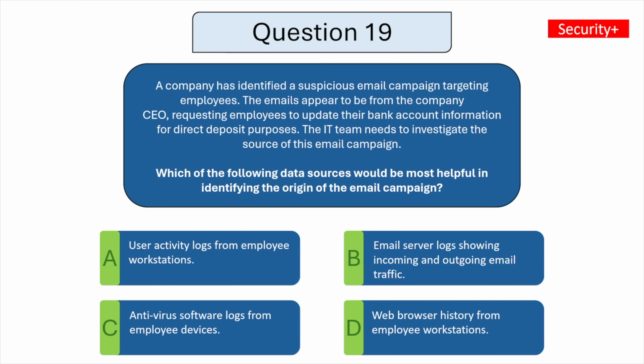Question 19. A company has identified a suspicious email campaign targeting employees. The email appeared to be from the company's CEO requesting employees to update their bank account information for direct deposit purposes. The IT team needs to investigate the source of the email campaign. Which of the following data sources would be most helpful in identifying the origin of the email campaign?